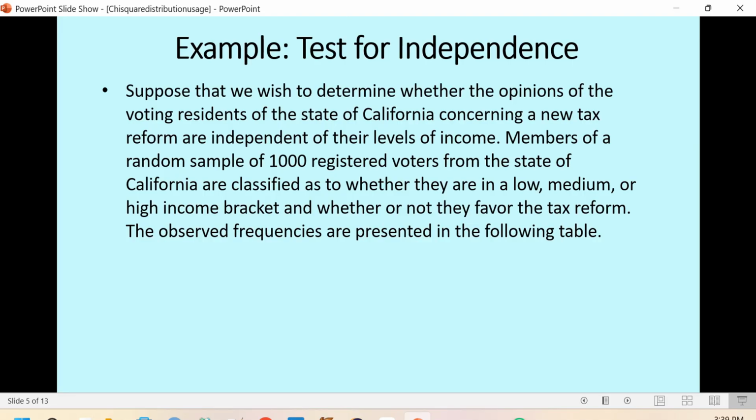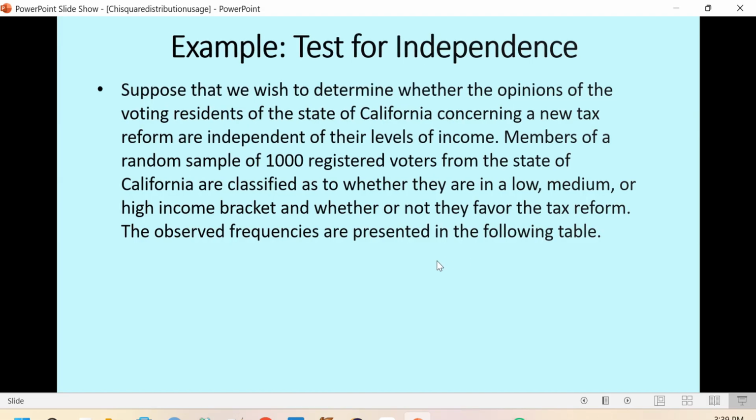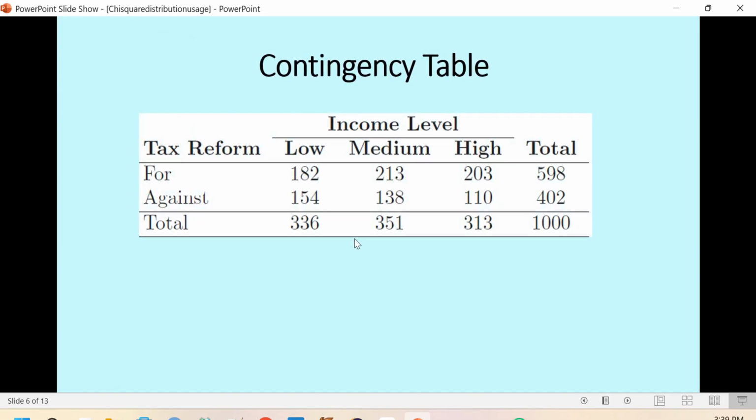So we get 1,000 samples from the voters, and their data show their low, medium, or high income, and whether or not they favor the tax reform. So the data in this table get a total of 1,000 observations. This table is called a contingency table because there are two categorical variables.